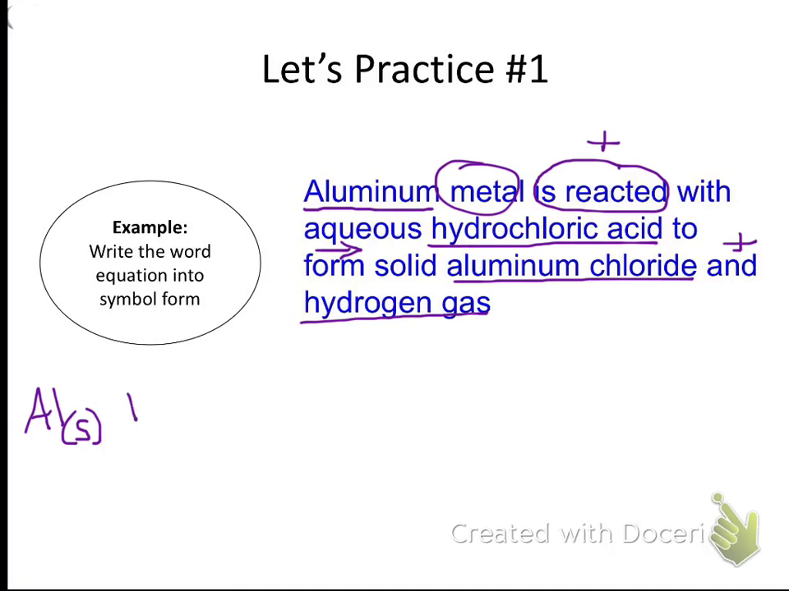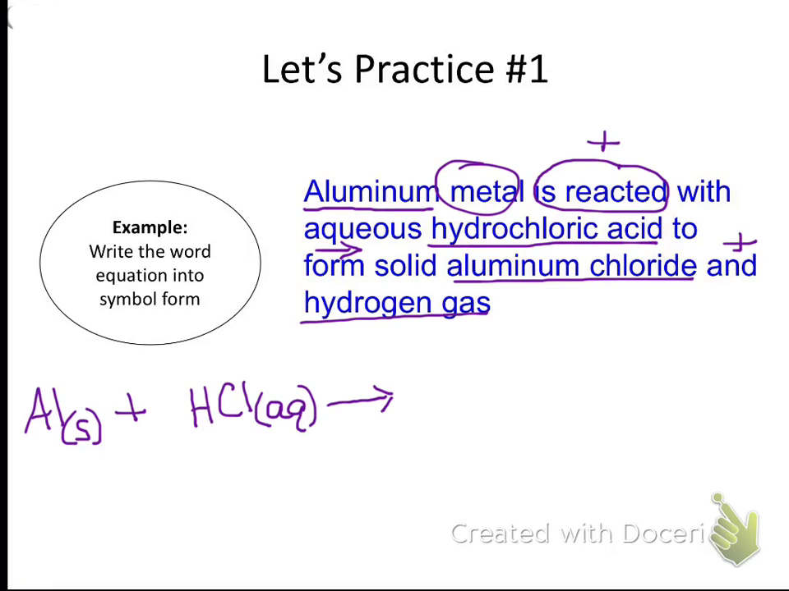Is reacted with, we said that's the plus sign. The next thing is aqueous hydrochloric acid. We haven't named acids, so I'm going to tell you that hydrochloric acid is HCl. And if you ever come across anything that we haven't named, like an acid, just ask and I'll give you the formula. It says it's aqueous, so (aq). To form, this is where our arrow goes, solid aluminum chloride.